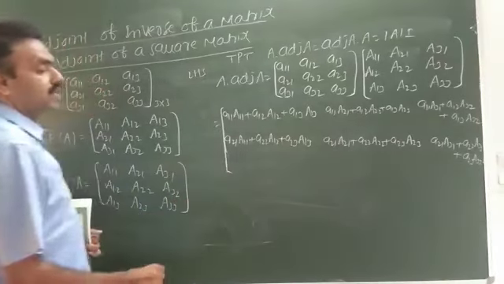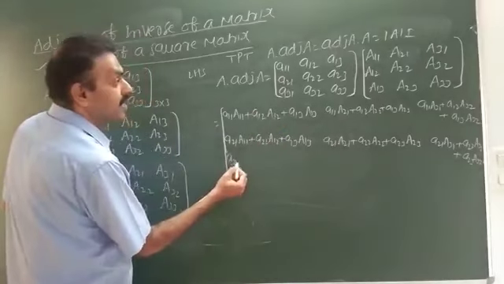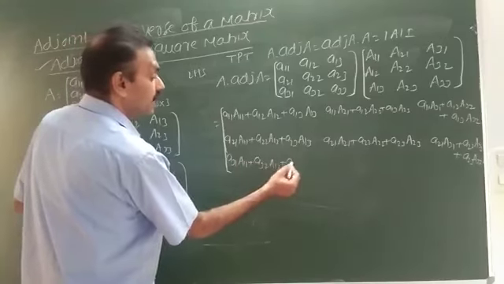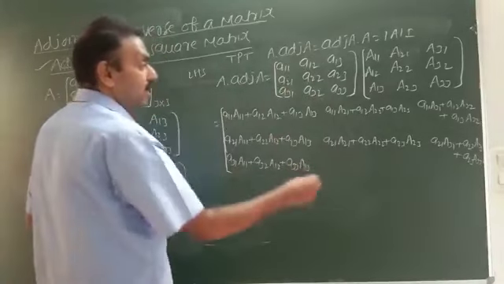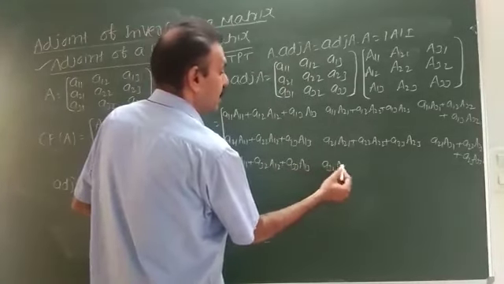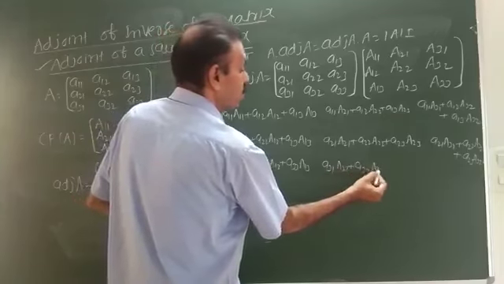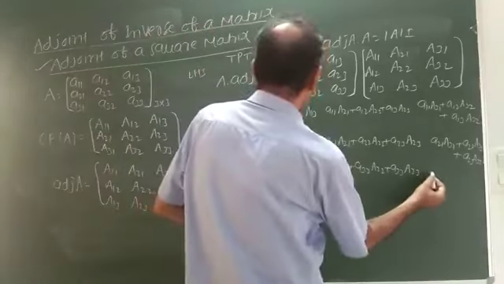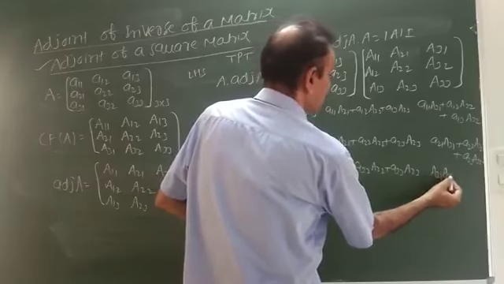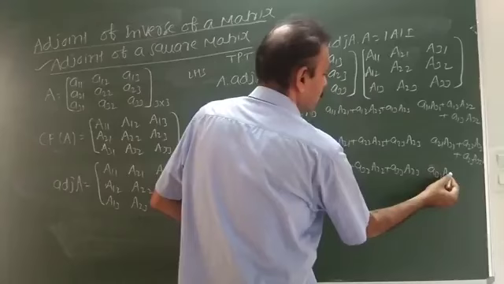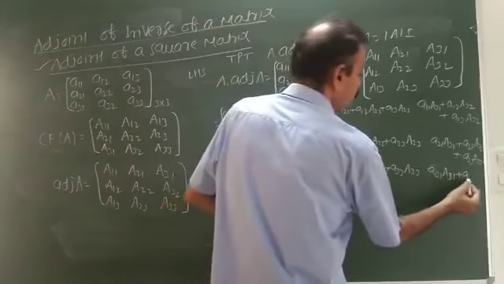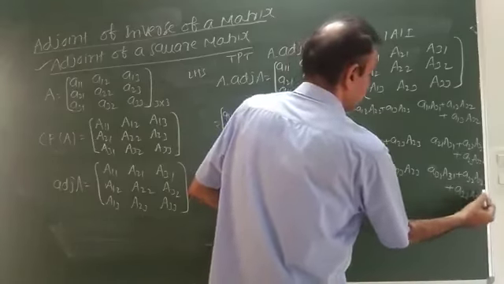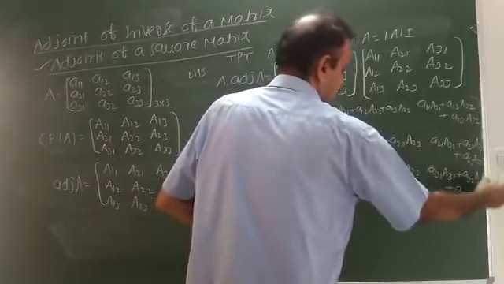Let us take up the third row. Third row, first column: A31 into A11, A32 into A12, A33 into A13. Third row, second column: A31 into A21, A32 into A22 plus A33 into A23. Let us take up third row, third column: A31 into A31 plus A32 into A32 plus A33 into A33. This is what we have got, and you complete that matrix.